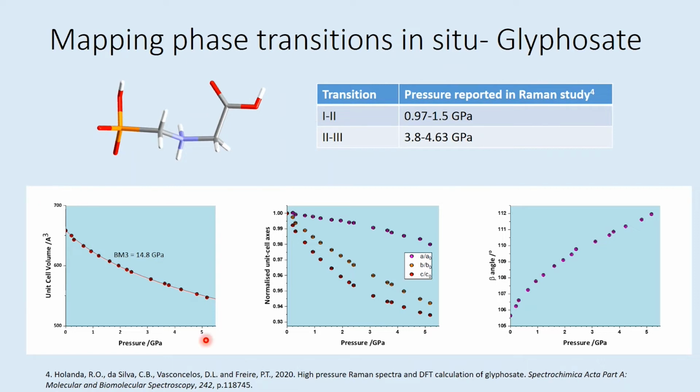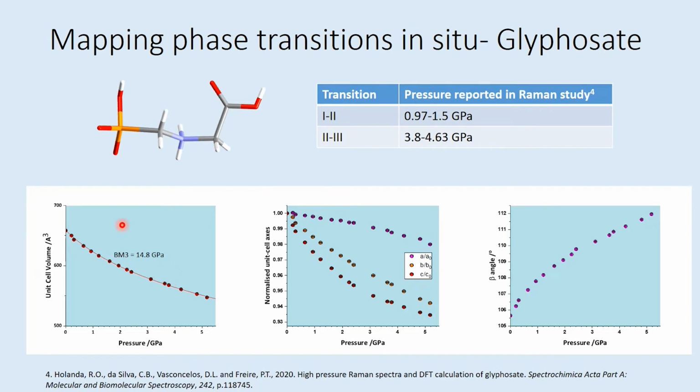And so when we look at the compression of this compound, we were able to collect 17 high pressure points. And we can see the unit cell here fitted very nicely to a Birch-Murnaghan third order equation of state, giving a bulk modulus of 15 with a chi-squared of very close to 1.